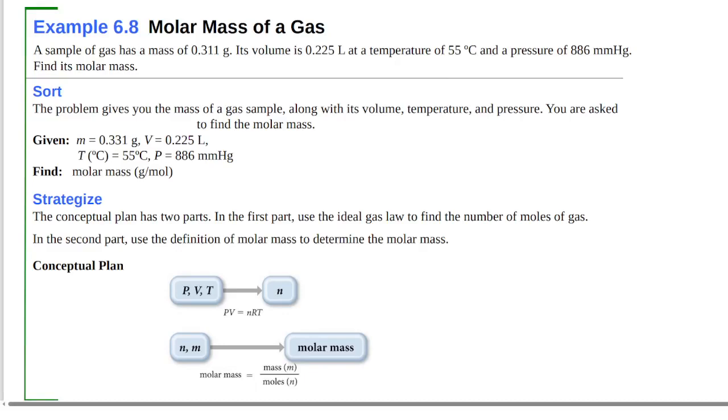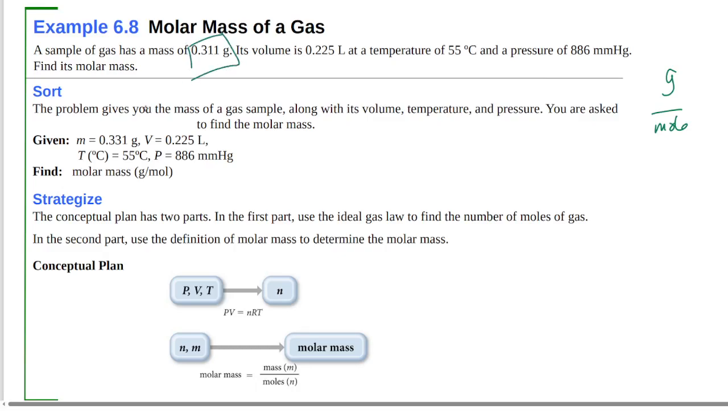In the next example, we're asked to calculate the molar mass of a gas. A sample of a gas has a mass of 0.311 grams, its volume is 0.225 liters, and temperature is 55 degrees C. The pressure is 886 millimeters of mercury. Find its molar mass. Remember, the units of molar mass are grams per mole.